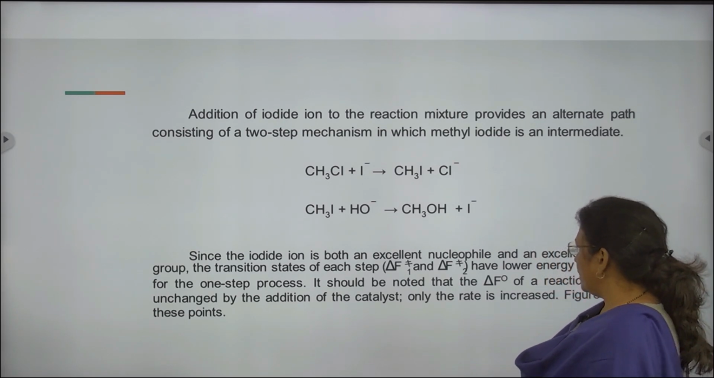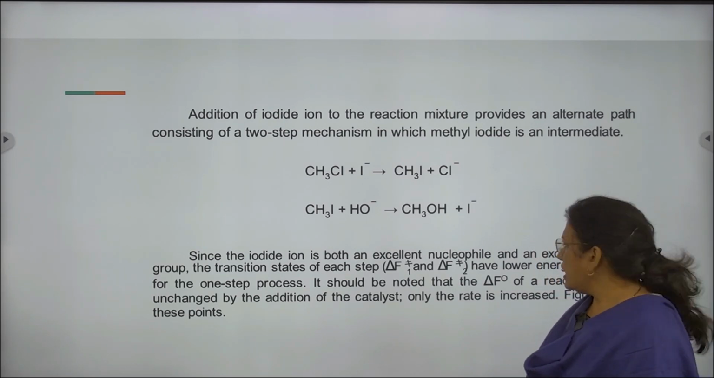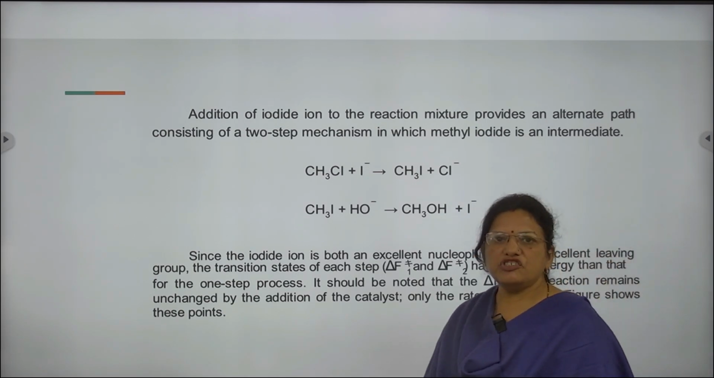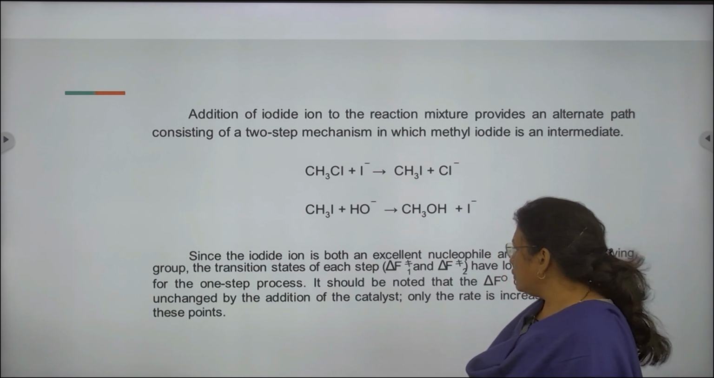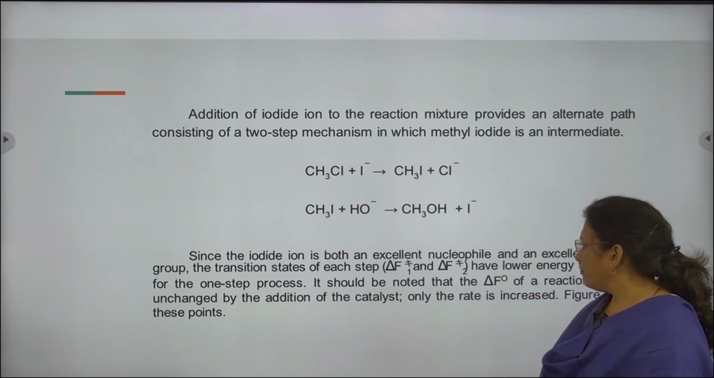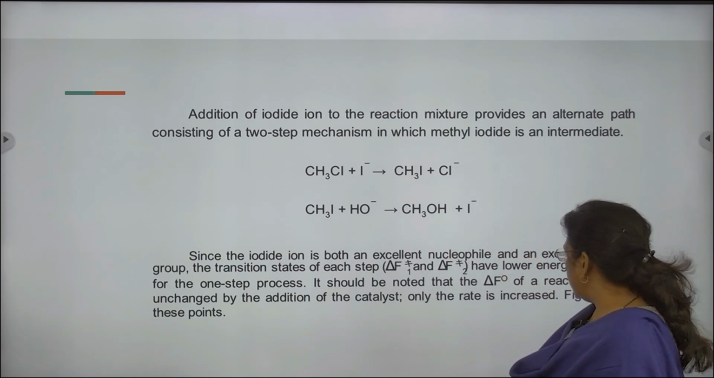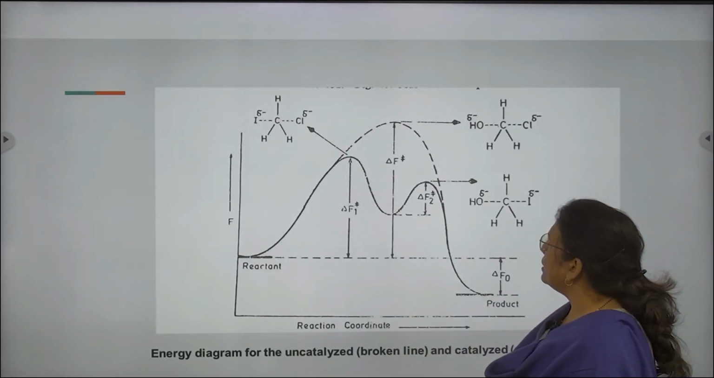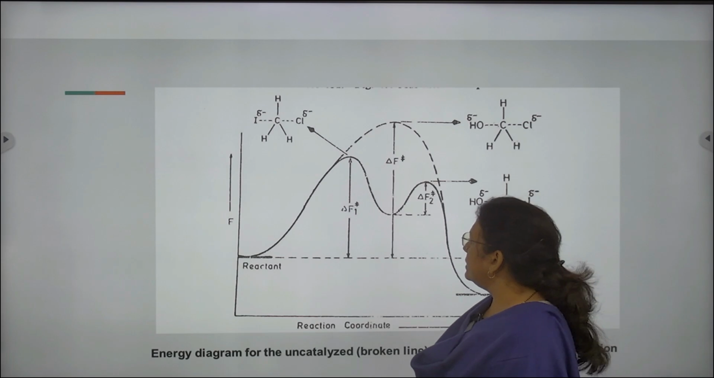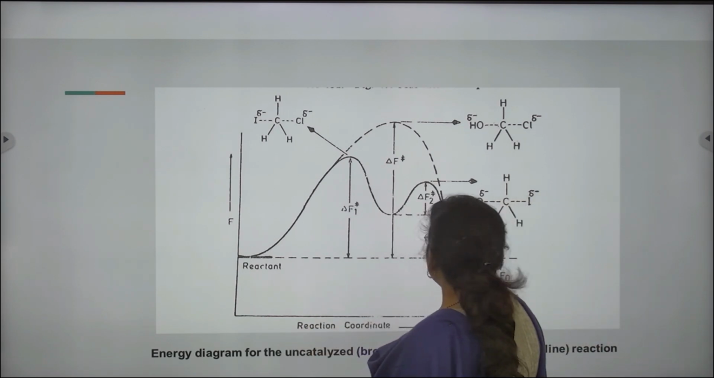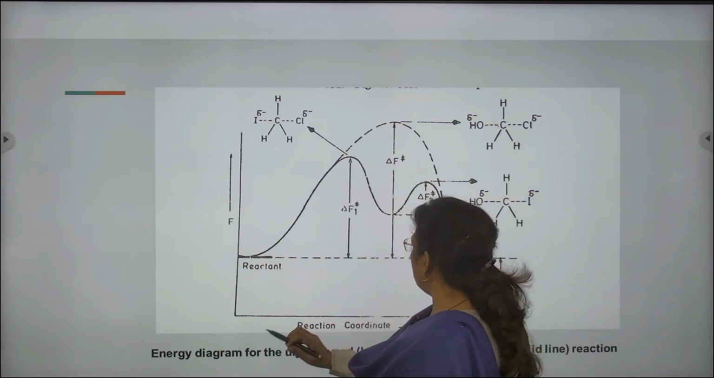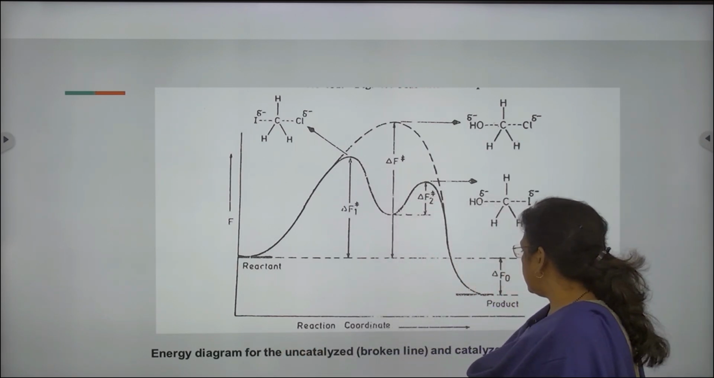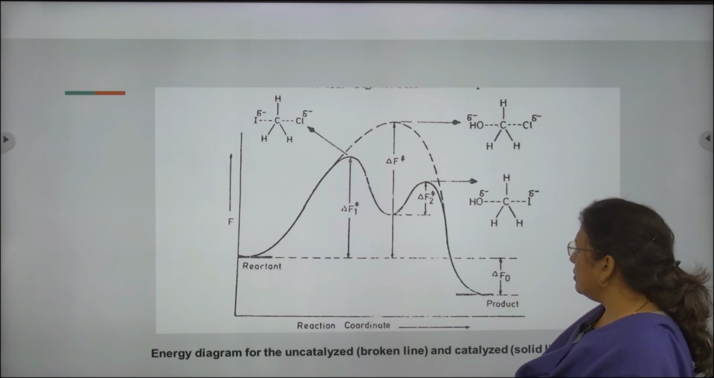It should be noted that the delta F0 of a reaction remains unchanged by the addition of the catalyst. Only the rate is increased, and the figure shows these points. And here this is reactant and this gives product. This figure shows the energy diagram for the uncatalyzed and catalyzed reaction.